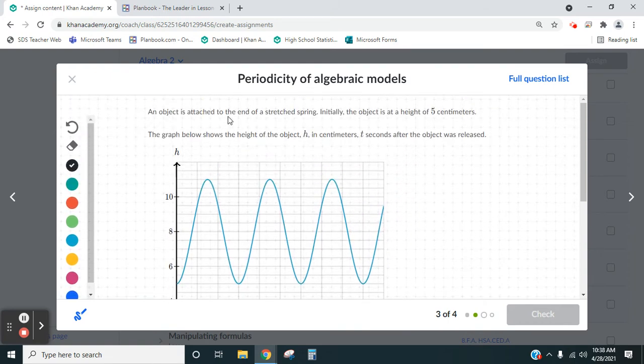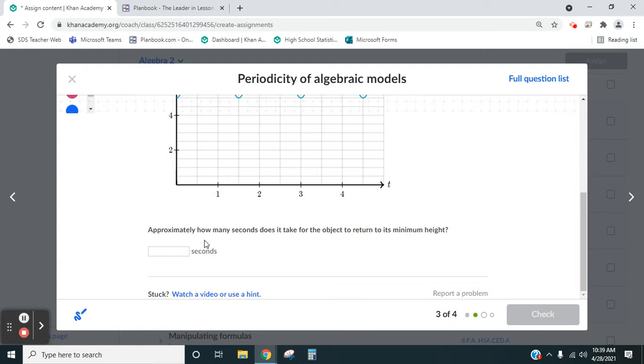An object is attached to the end of a stretched spring. Initially, the object is at a height of 5 centimeters. Right, what happens with a spring? Well, it goes out, comes back in, right? Stretches, compresses, stretch, compress, over and over again, right? Same cycle. Question down here says, approximately how many seconds does it take for the object to return to its minimum height?